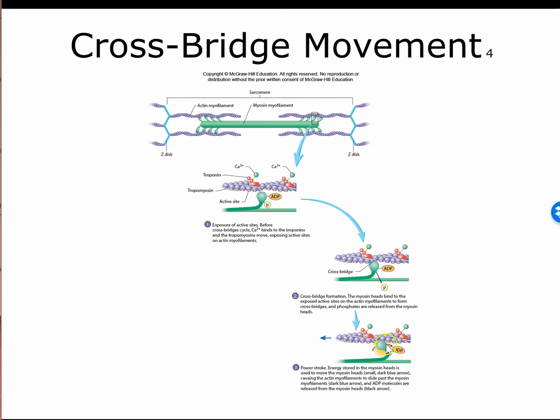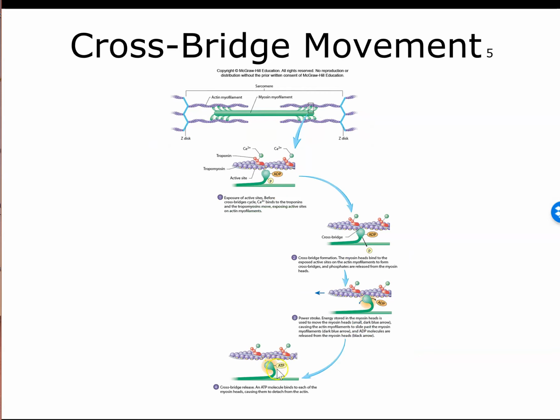So the energy that was stored in the myosin head from phosphate leaving ADP causes the shift of the actin myofilament to slide past the myosin myofilament, and then the ADP is released from the myosin head. Then we have to have another ATP molecule come over and attach to the myosin head in order to release the head from the actin myofilament. If ATP doesn't attach to myosin, then that myosin head stays attached to the active site.